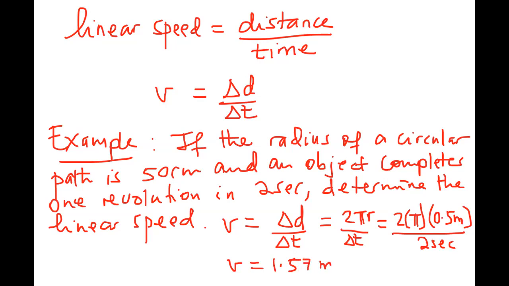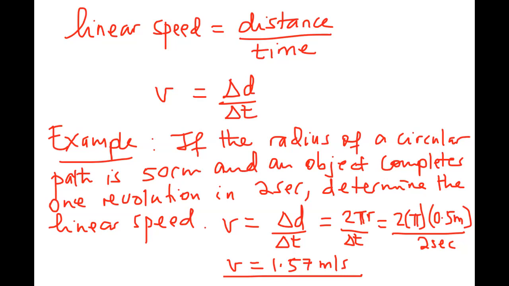1.57 meters per second. So that means the object covers 1.57 meters every second as it is orbiting around the circular path. We can also have other units for linear speed, like centimeters per second or kilometers per hour. This is just like the usual speed, so different units can be used.